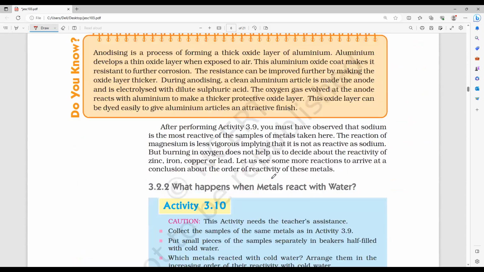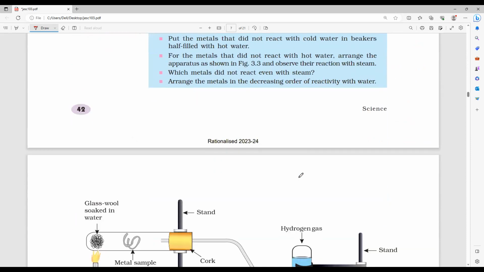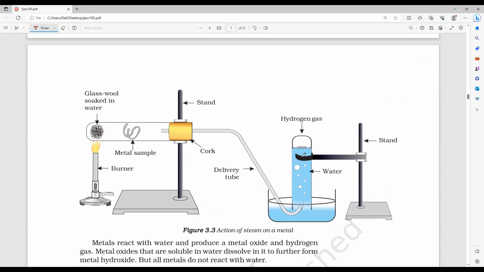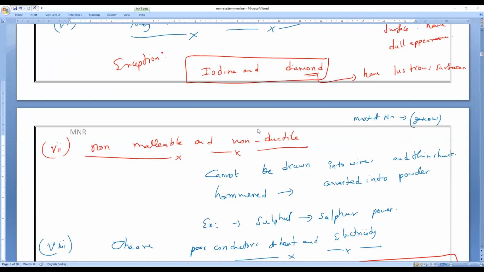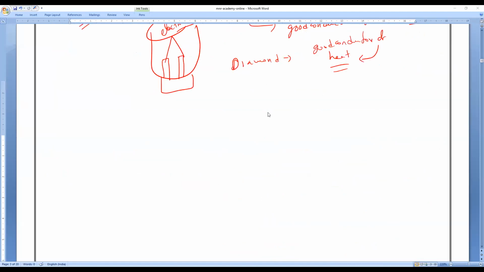Anybody having any doubt, you can ask me now. Let us start chemical properties and then we'll continue in tomorrow's class. So write the first chemical property of non-metals. We have a little bit more time, so please all of you write it. Are they electropositive or electronegative?